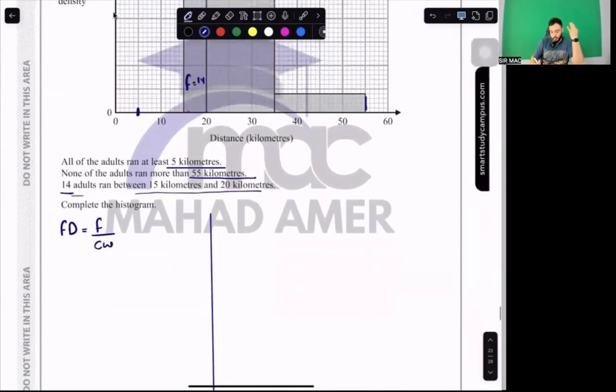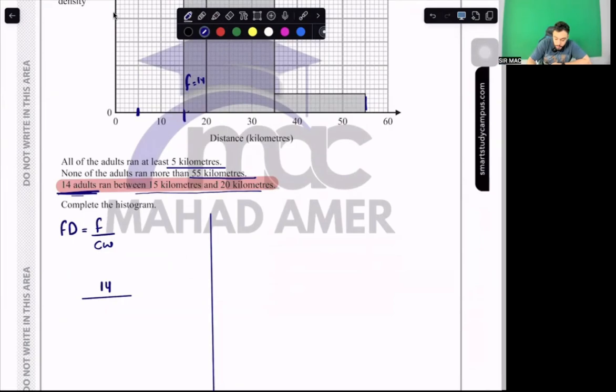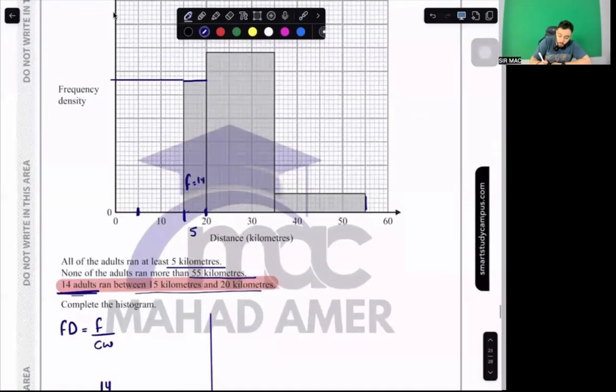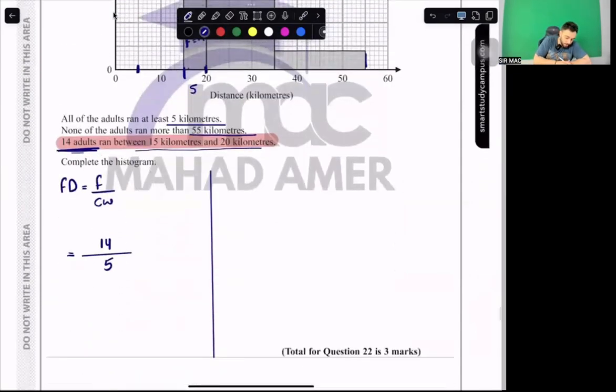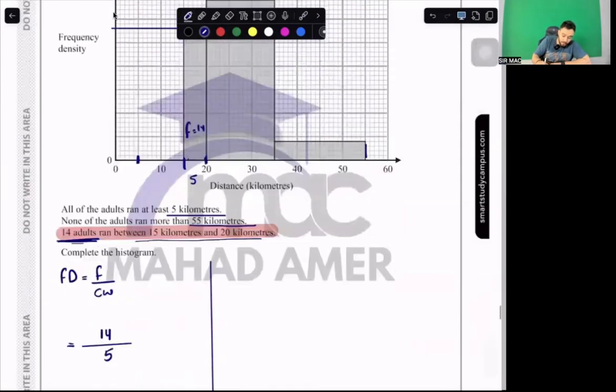They have given you 3 different options. The last option says that 14 adults, so 14 is basically the frequency, ran between 15 and 20 kilometers. So the class width is 5. They have given you both pieces of information. From there, you can work out the frequency density, which helps you plot the last coordinate. The frequency density would be 14 divided by 5, which is 2.8.